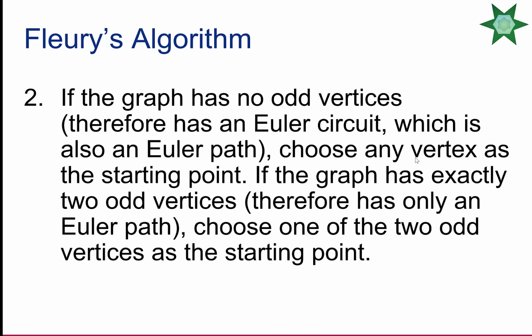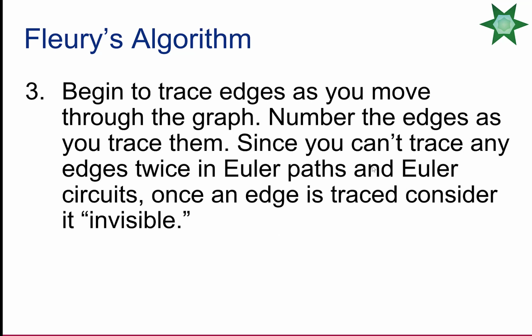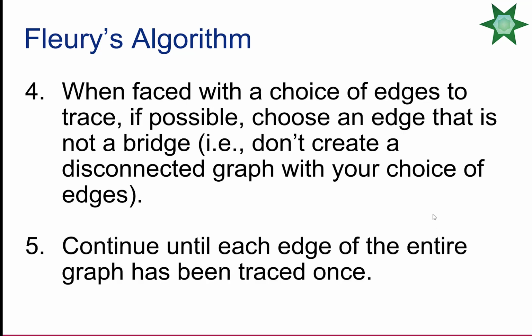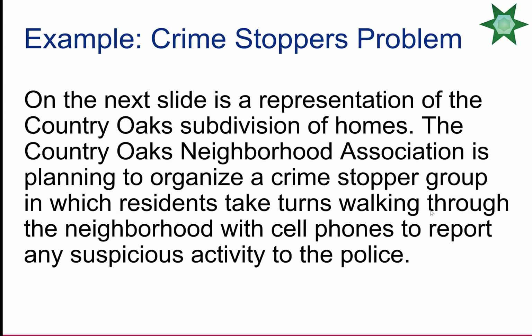If it has exactly two odd vertices, and therefore there's only one Euler path, choose one of the odd vertices as the starting point. Begin to trace edges as you move through the graph, number the edges as you trace them. Since you can't trace any edges twice in an Euler path and Euler circuit, once an edge is traced, consider it invisible. When faced with a choice of edges to trace, choose an edge that is not a bridge. Continue until every edge of the entire graph has been traced one time.